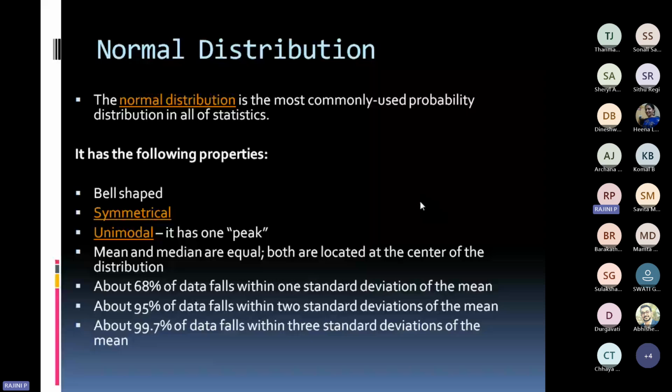So remember, if you are focusing on the number of events in one particular time period, then go for the Poisson distribution. If you are focusing on the time for one event, then go for the exponential distribution. Remember that. And next one, normal distribution.